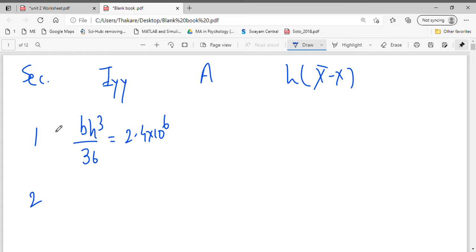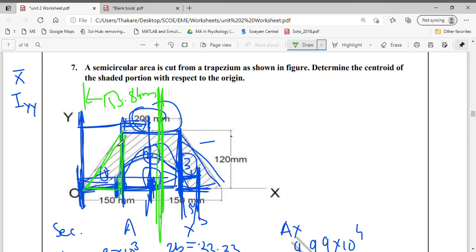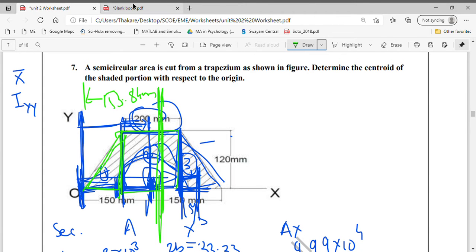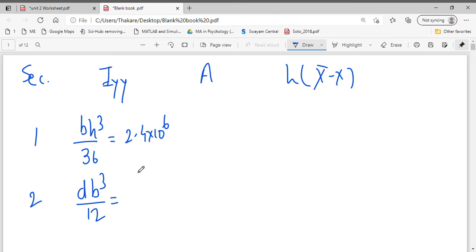Second section we know is a rectangle. We have considered rectangle to be our second section. For second section, IYY will be BD cube by 12. For IXX it is BD cube by 12. For IYY it is DB cube by 12. Your depth of the section is 120 and base of the rectangle is 200. So the IYY comes out to be 8 into 10 to the power 7.